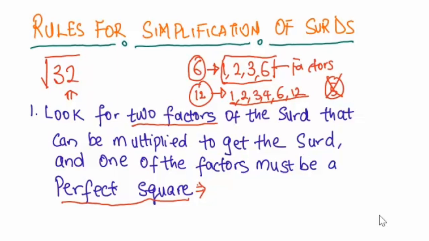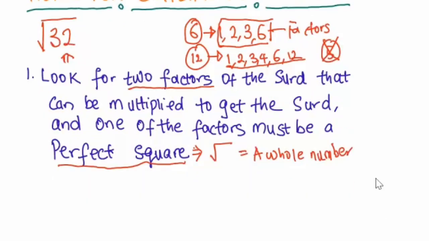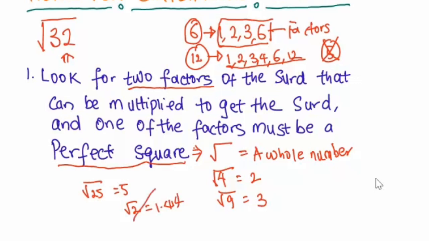A perfect square is simply a number that, whenever you take the square root of that number, you always get a whole number. For example, 4 is a perfect square because the square root of 4 is 2. 9 is another perfect square because the square root of 9 is 3. Or let's say we have 25, the square root is 5. But the square root of 2, for example, will give you 1.414, so 2 is not a perfect square. Any number that will definitely give you a whole number, we call a perfect square.